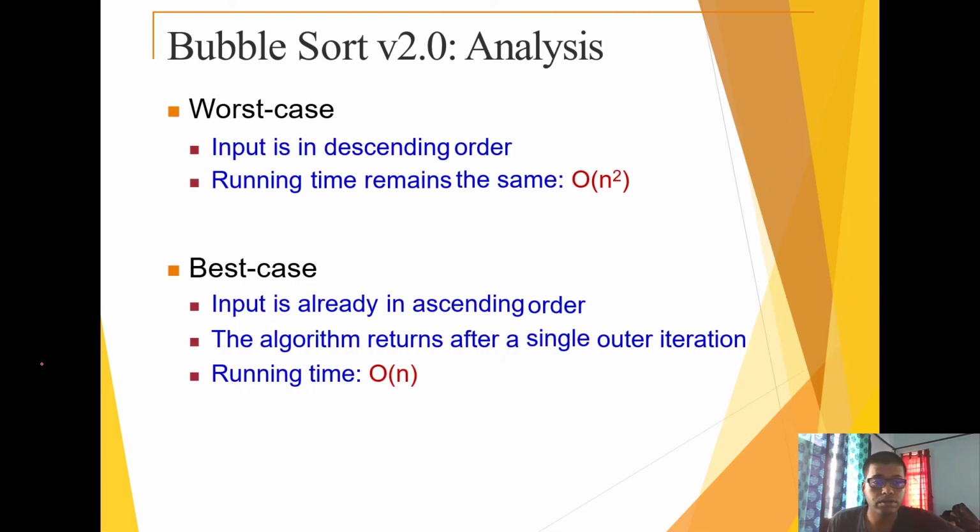Now the worst case input is in descending order. Running time remains the same, order of n square. The best case running time is order of n. The input is already in ascending order, so the outer loop will run n times and the inner loop will not run. So that is the modified version of bubble sort.